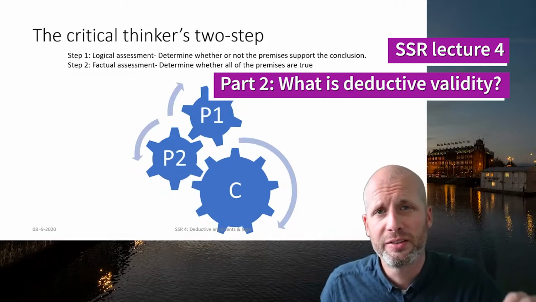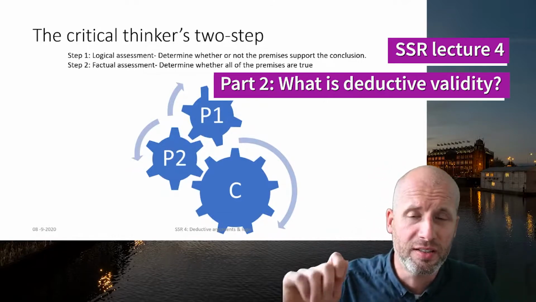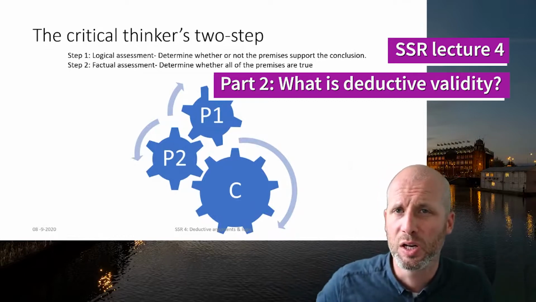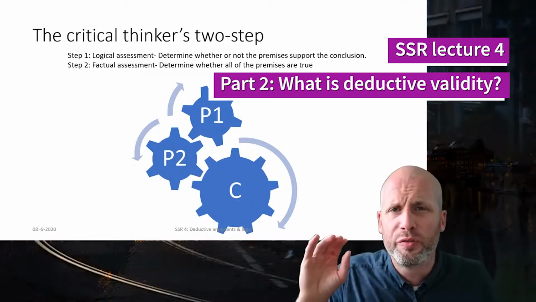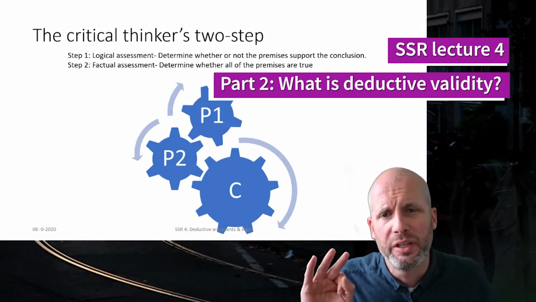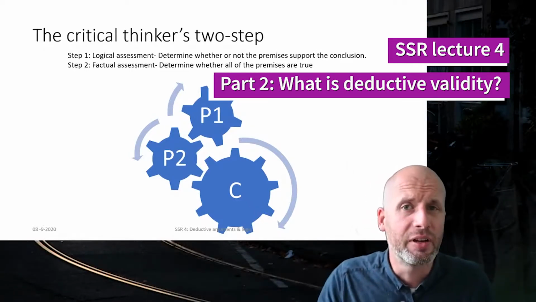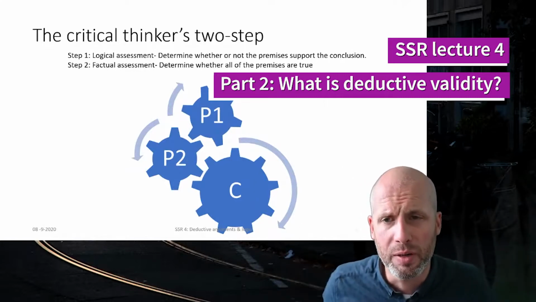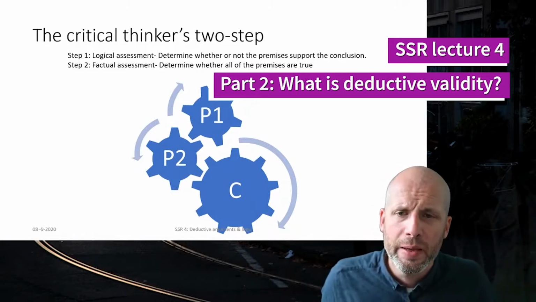So before you can get to the actual business of assessing whether you think parts of an argument are factually correct, so whether the premises are actually true, you first have to check whether there's an actual logical connection between the premises and the conclusion. Because if that connection is absent, there's no point in checking the truth value of the premises, right?